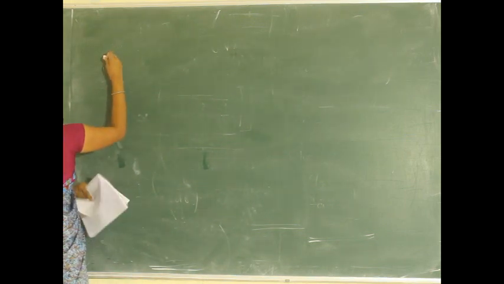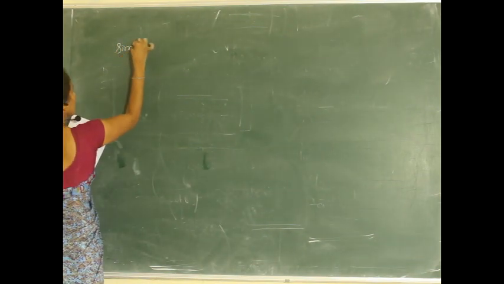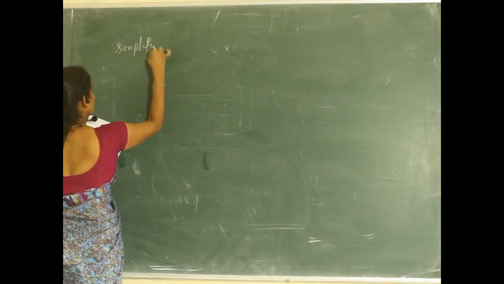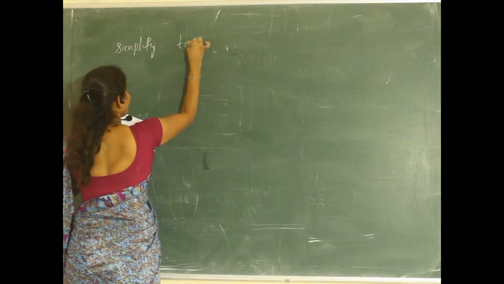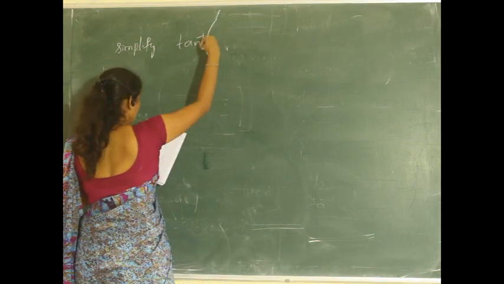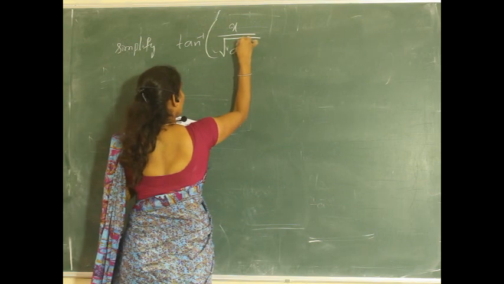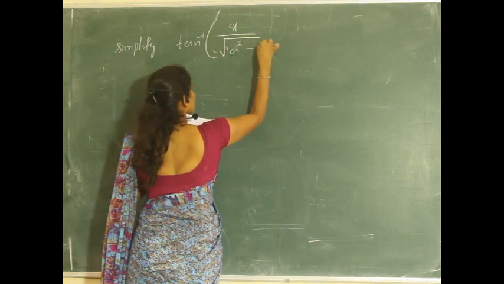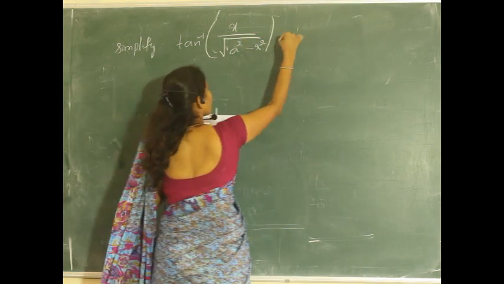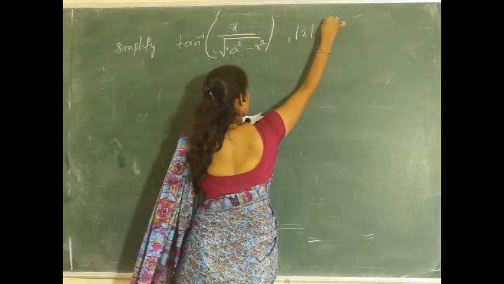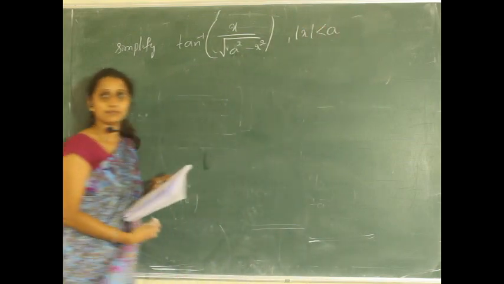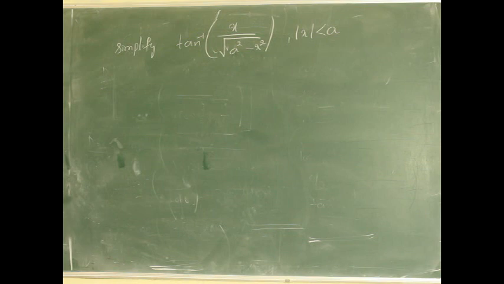The next problem will be: simplify tan inverse of x by square root of a square minus x square, where mod x is less than a.